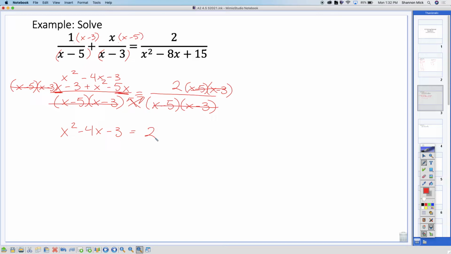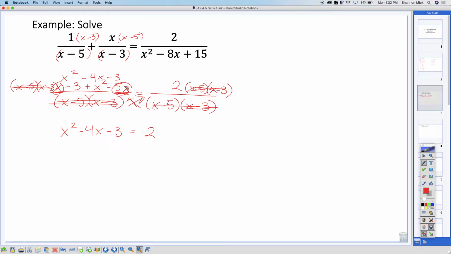Why did it do that? Because I multiplied both sides by x minus 5, x minus 3, because I cross multiplied, and they just reduce out. Like we did all. And then you can solve from there. How did you go from the x squared minus 8x plus 15 to the x squared minus 4x minus 3? I combine like terms. I have this x and this x.